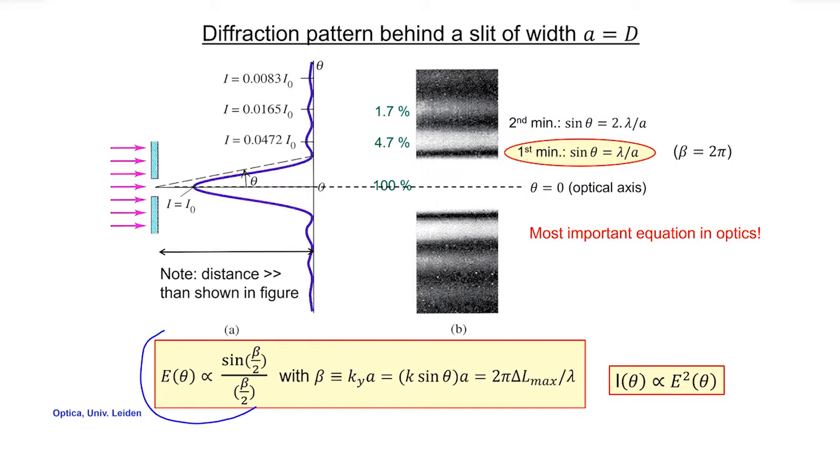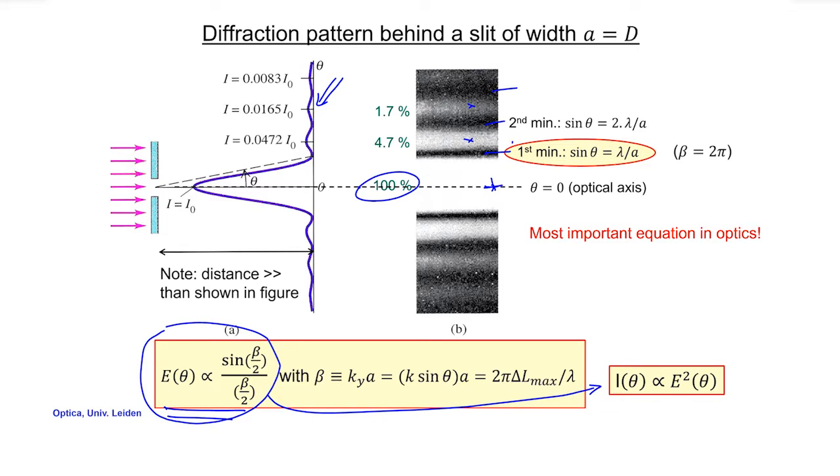So what does this diffraction pattern sine beta over 2 divided by beta over 2 look like? You have to realize this is a field. So the intensity is, of course, the square of this field. And then if you plot it, you find this result. You find that the intensity far away behind the slit is maximum on axis. You can call that 100%. And then at some point, there is a dark fringe. Then it becomes brighter again. Second dark fringe, bright. Third dark fringe, or line.